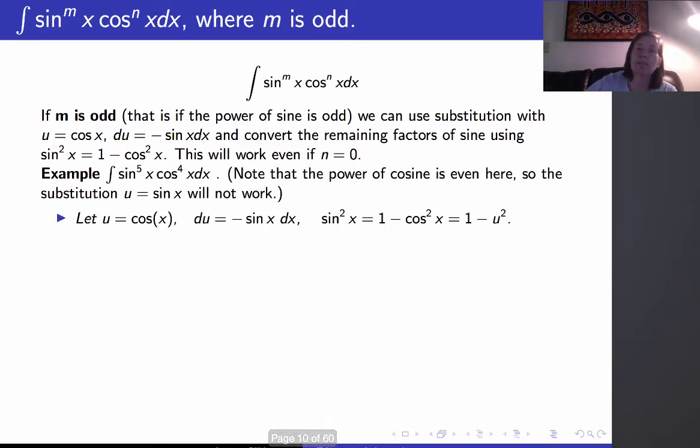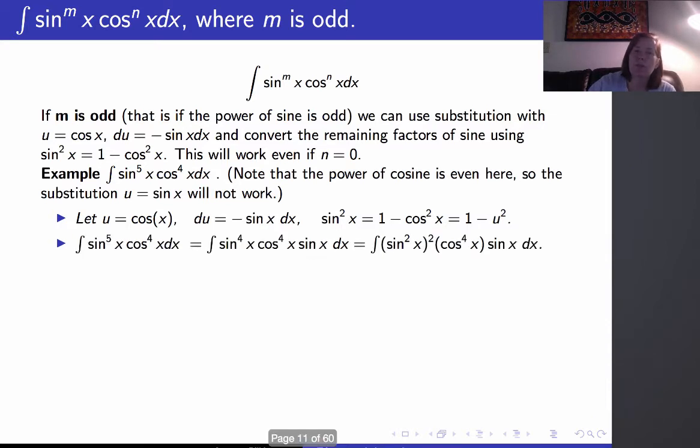cosine of x. So if we do that, then we must have a minus sine of x dx to be replaced by du. We can convert the even powers of sine to powers of cosine using sine squared of x equals 1 minus cosine squared of x. So let's see how this is going to work. We have u is cosine of x.